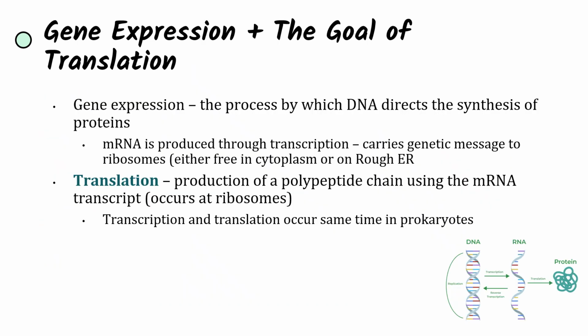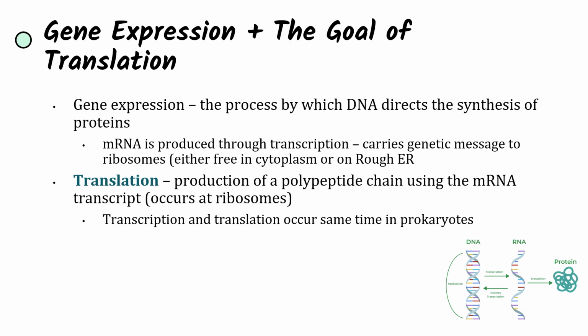Once again, gene expression is the process by which DNA directs the synthesis of proteins. So how can DNA code for your outward appearance and the functions of your body? By synthesizing the necessary proteins. And so we discussed in 6.3 transcription where mRNA is produced that carries the genetic message from the DNA, from the nucleus to ribosomes, which can then produce proteins which are either free in the cytoplasm or located on the rough endoplasmic reticulum. And so translation is going to occur now.